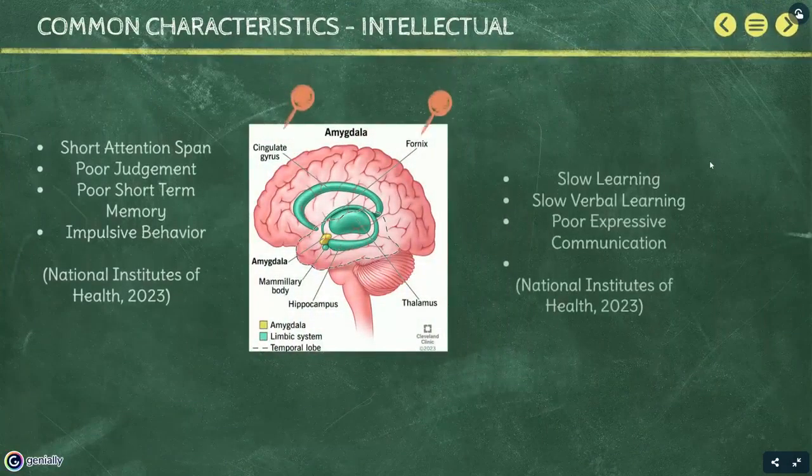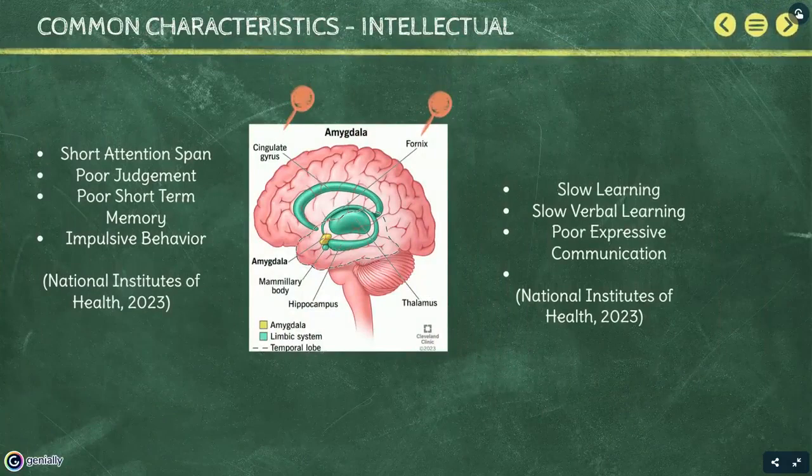Common intellectual characteristics in people with Down syndrome include short attention span, poor judgment, poor short-term memory, impulsive behavior, slow learning, slow verbal learning, and poor expressive communication.